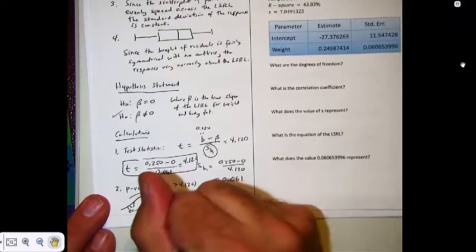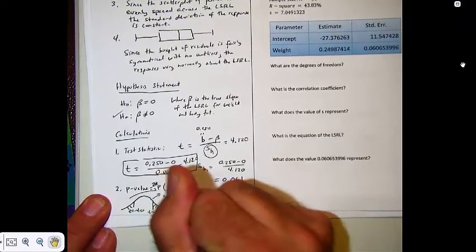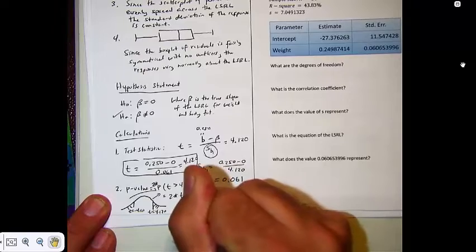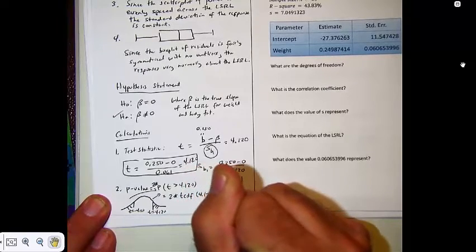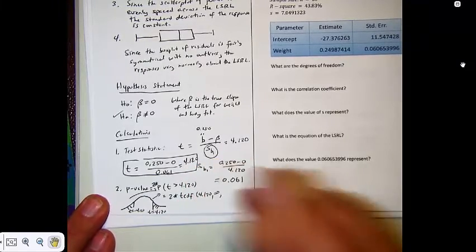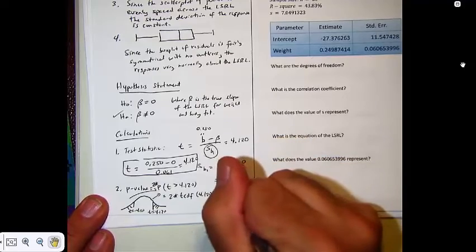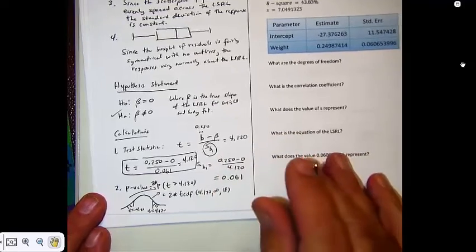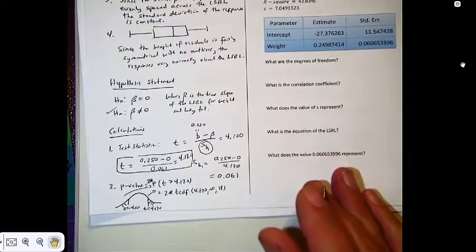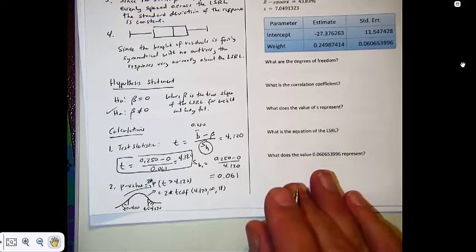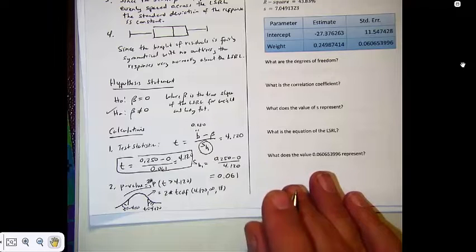So we're going to take 2 times a t-CDF, accumulating area from 4.120 up to infinity, based on a t-curve that has 18 degrees of freedom. Recall that our degrees of freedom is equal to our sample size minus 2, since we lose 2 degrees of freedom in a linear regression test, since we're estimating both parameters alpha and beta.